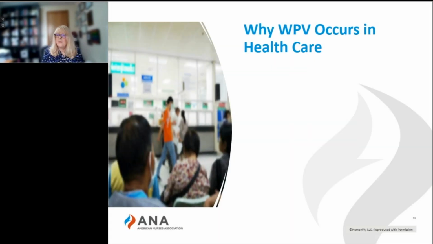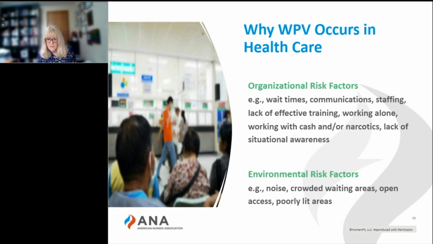Now, when we get to these other 2 categories, organizational risk factors and environmental risk factors, these are categories that employers can control through design of the work environment, and we'll get back to some examples a little later, and through policy and procedure, such as effective workplace violence prevention training, staffing, addressing issues when staff are working alone with cash or narcotics, wait times for patients, those kind of things. And environmental risk factors, where we have noisy, crowded waiting areas, we know that's linked to higher stress levels and associated with increases in aggression.